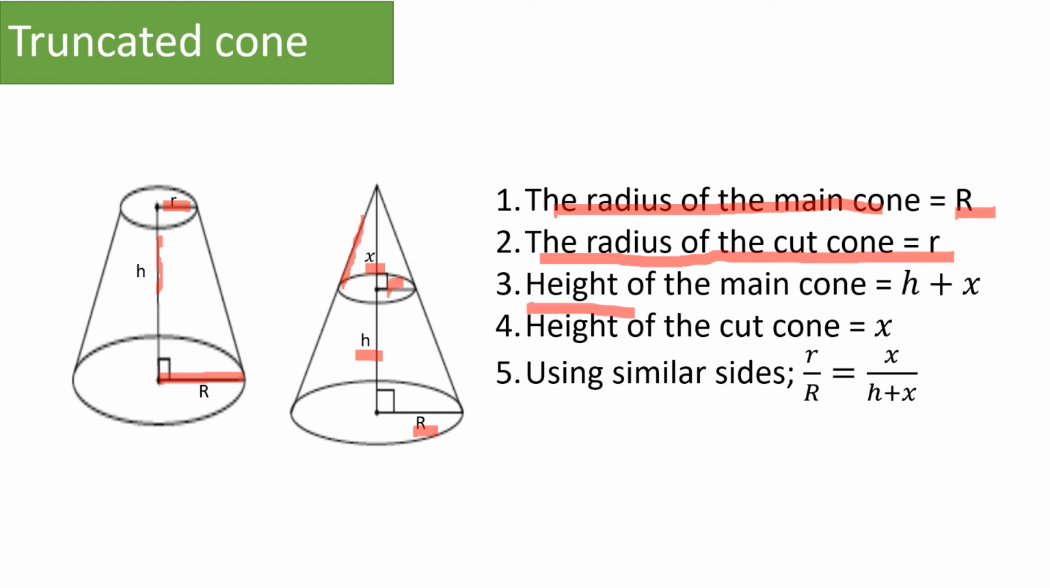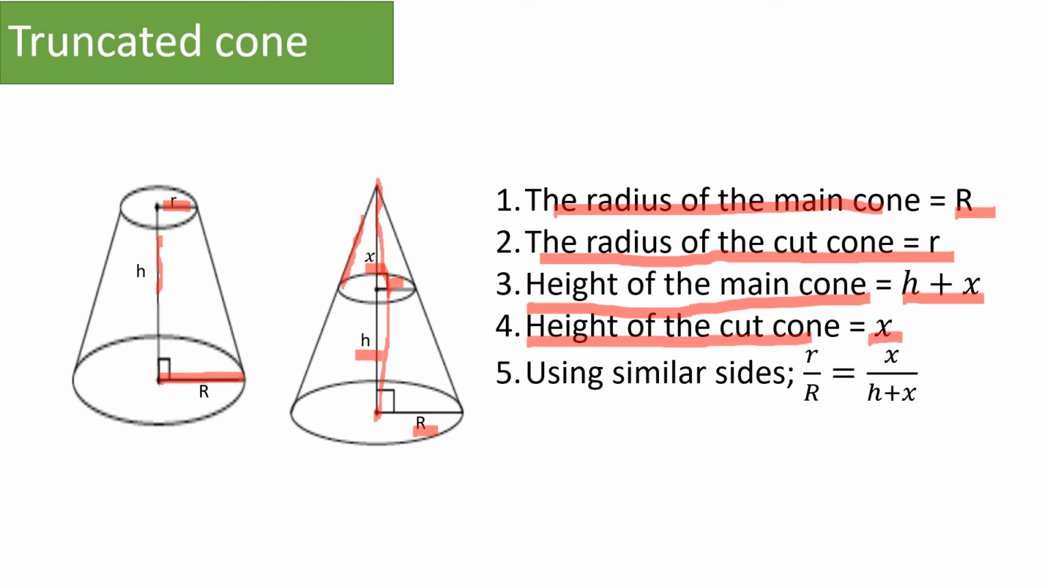So the height of the main cone is h plus x. You see the height is from here to here, so the remaining plus the cut, that's why it's h plus x. Then the height of the cone cut off is x.